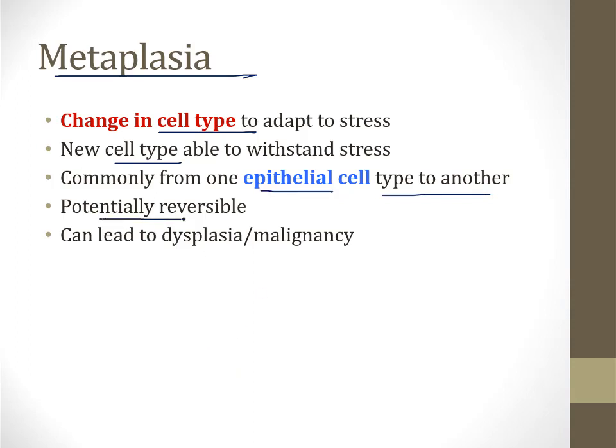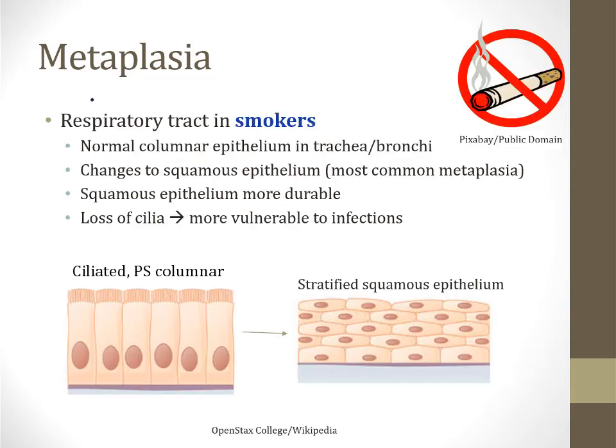It's potentially reversible. If the stressor is removed, the cell can go back to its original form. However, if the metaplasia persists, this can lead to dysplasia, which we'll talk about in a minute, and malignancy. So just like hyperplasia is often a precursor of malignancy, metaplasia is also commonly a precursor. In metaplasia, you have cells changing their shape. They also are dividing, and there's increased risk for a mutation that leads to uncontrolled growth. So let's go through some clinical examples of metaplasia.